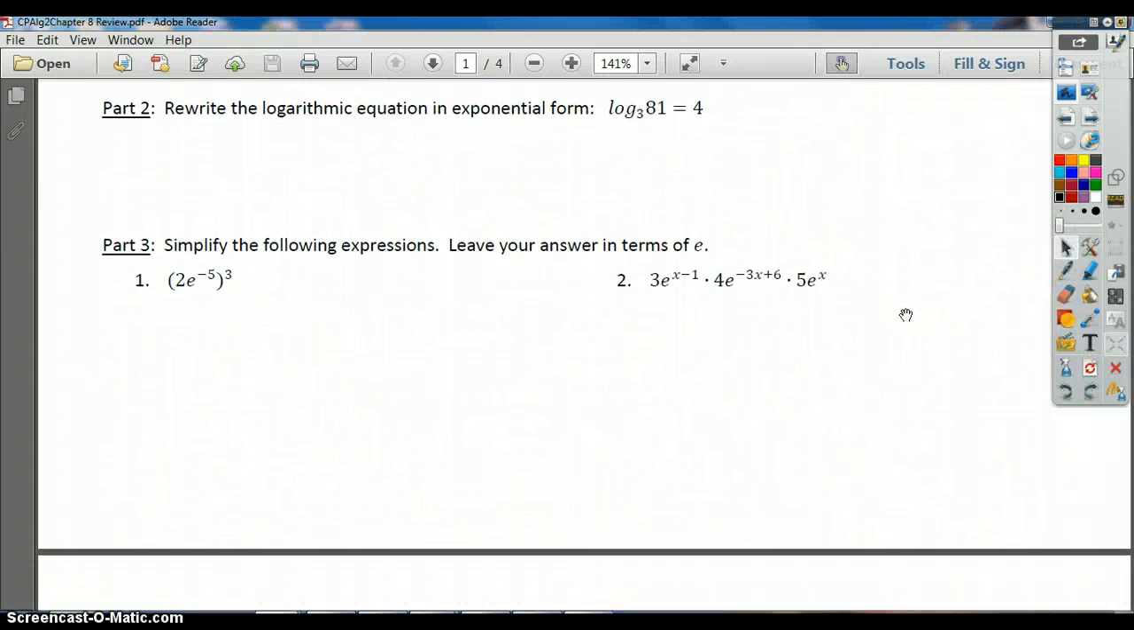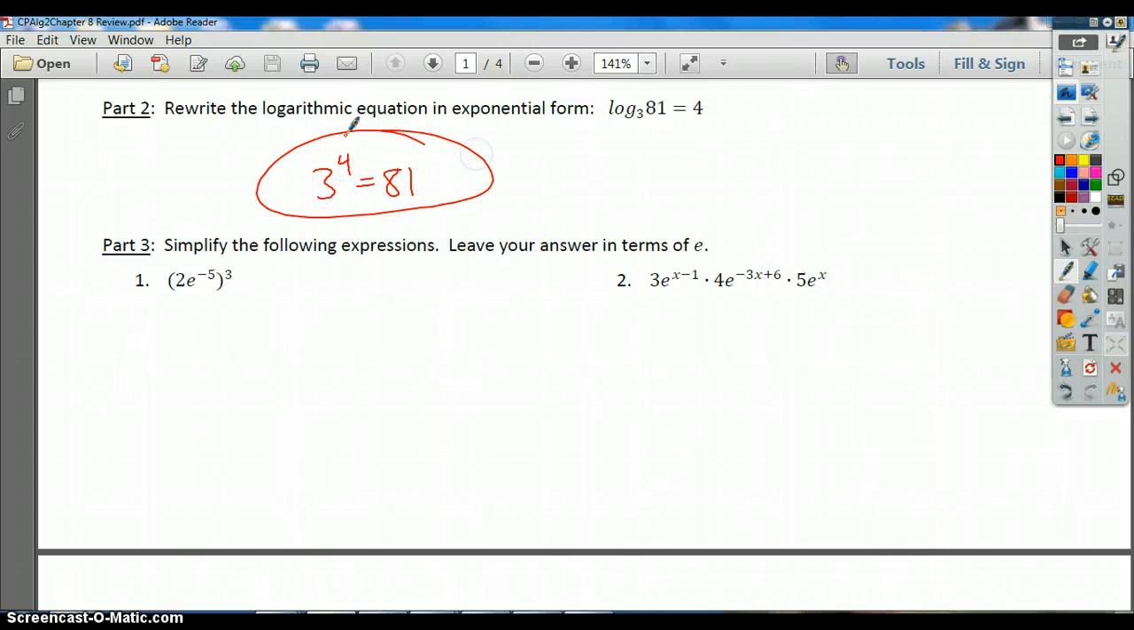So we're going to rewrite the equation in the form of an exponential. So this is 3 to the 4th equals 81. Finished. Simplify the following expressions. Leave our answers in terms of e. So this will be 2 to the 3rd, e to the negative 15, which is 8 over e to the 15th.